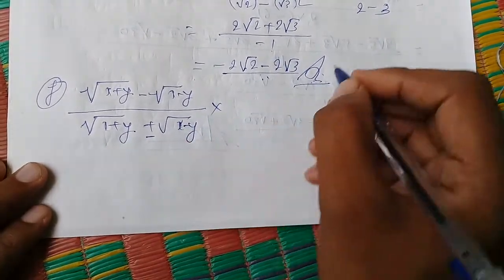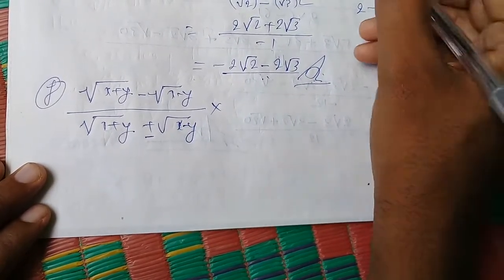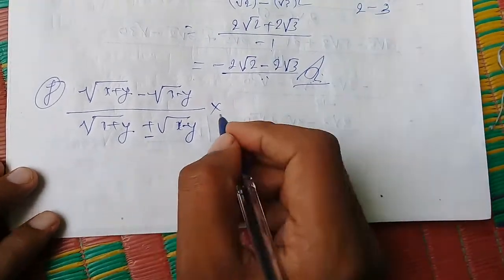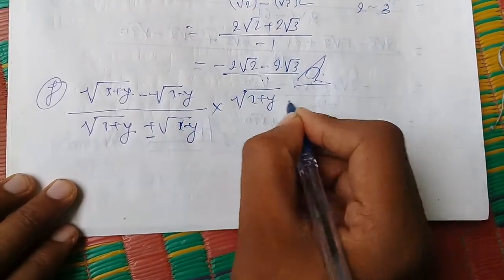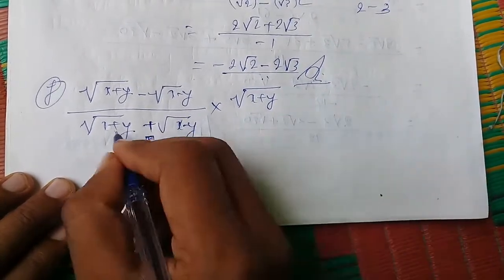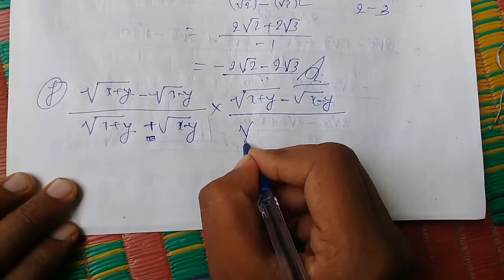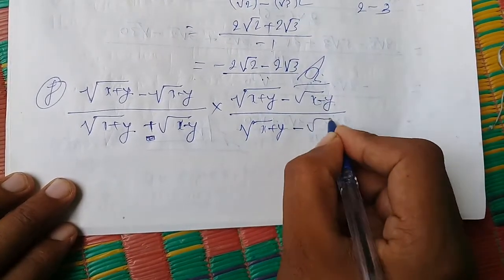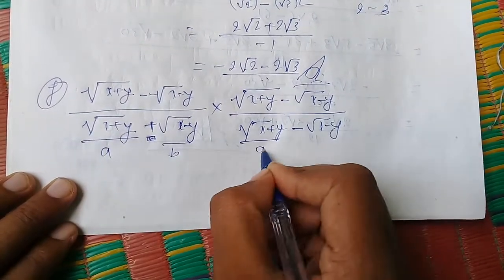Multiply by minus: it will take a minus b and a plus b, and it will give you a square minus b square. This is the main formula for this rationalization. So now multiply by x plus y. Here is minus. Now x plus y minus root x minus y, such that x plus y is a and root x minus y is b, a and b.